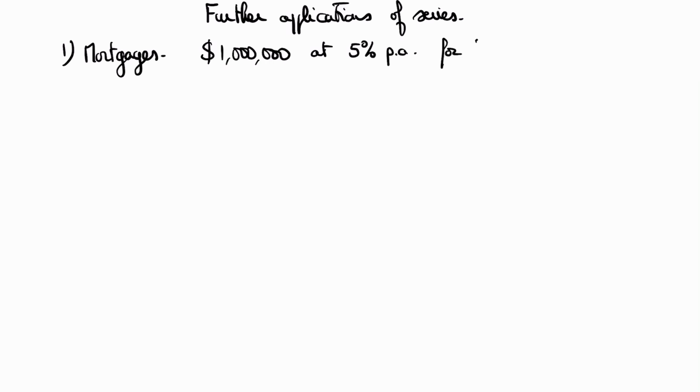This application we're going to see is mortgages. So say I borrow $1 million at 5% per year for 25 years, and it's compounded. You know what, I'm just going to make it 6 actually. 6% per year compounded monthly.